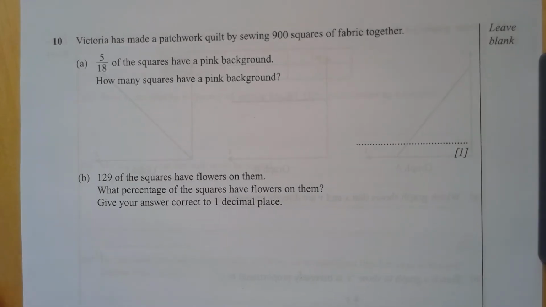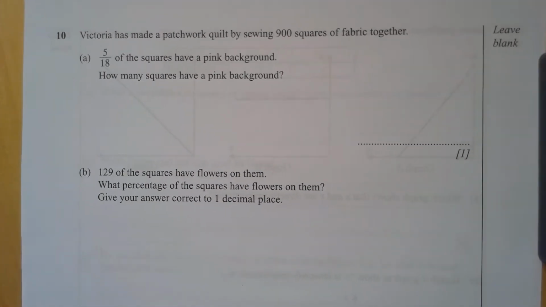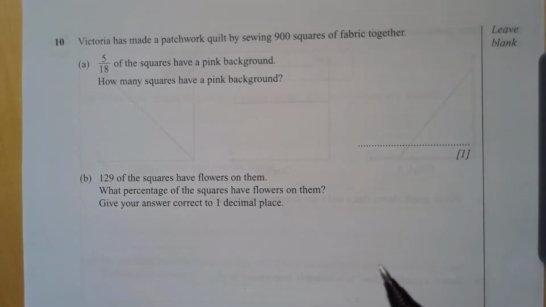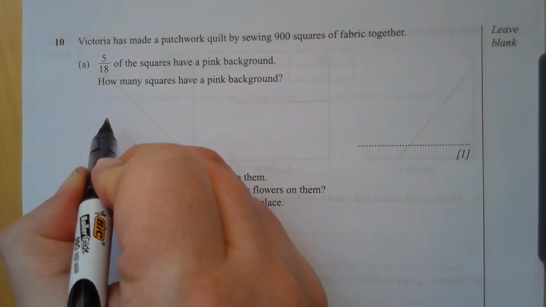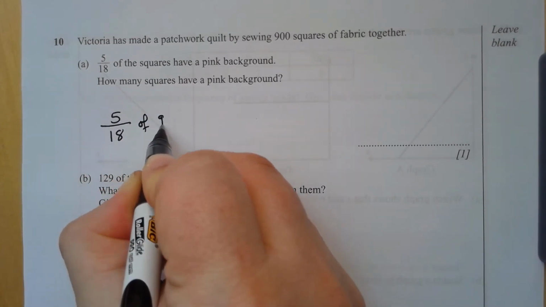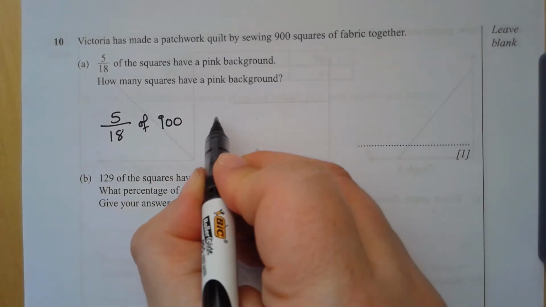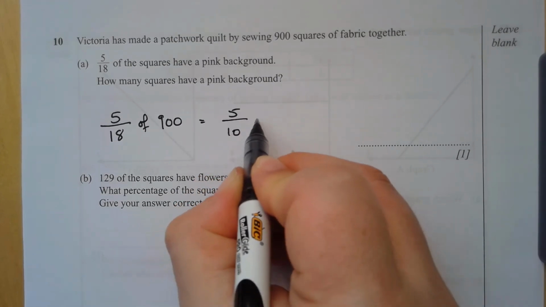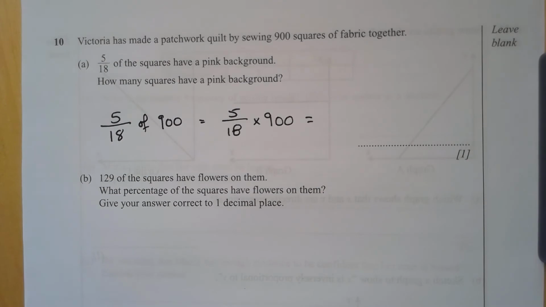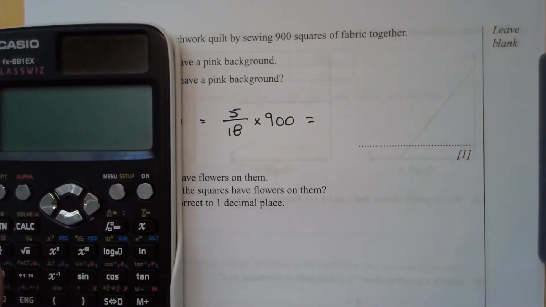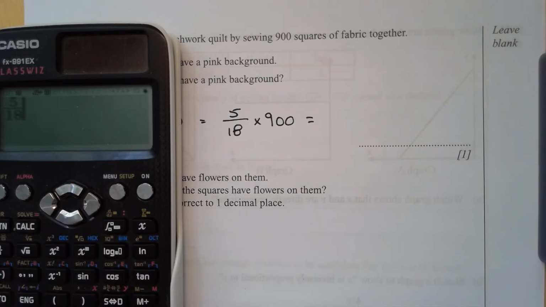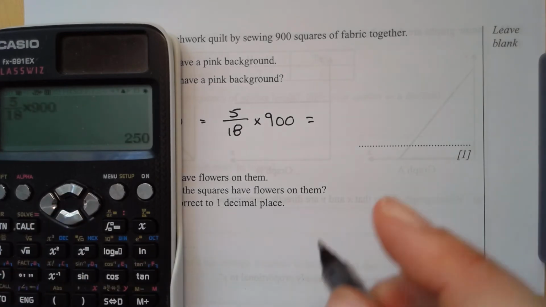Question 10. Patchwork quilt, sewing 900 squares. 5/18 of the squares had a pink background. So what we're saying is 5/18 of 900, which is the same as saying 5/18 multiplied by 900, and you can just put that into your calculator. Use the fraction button. 5/18 multiplied by 900.